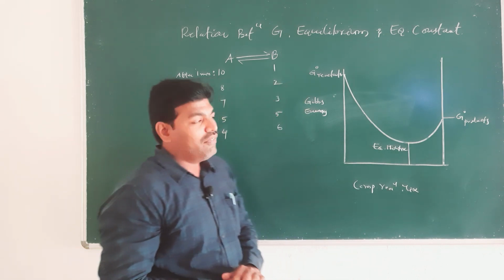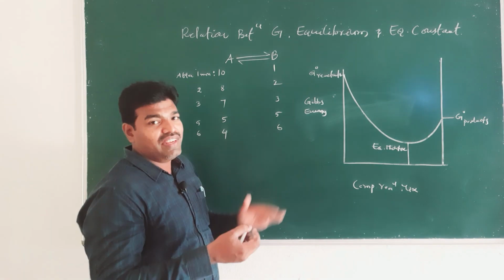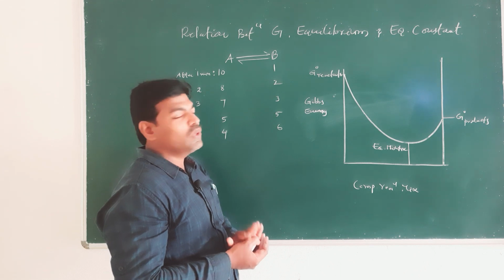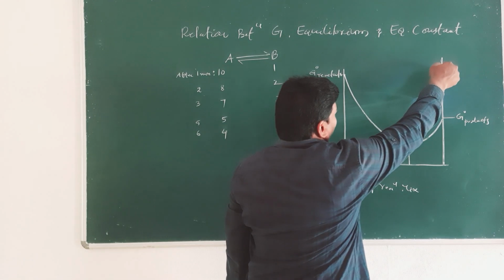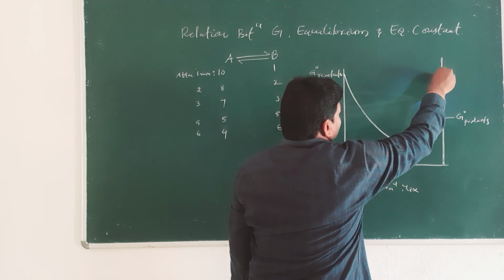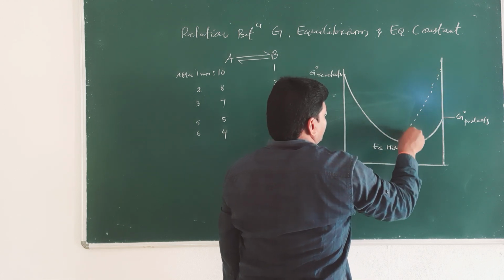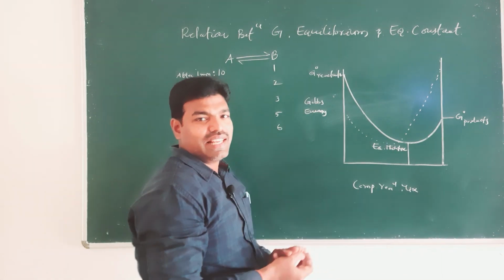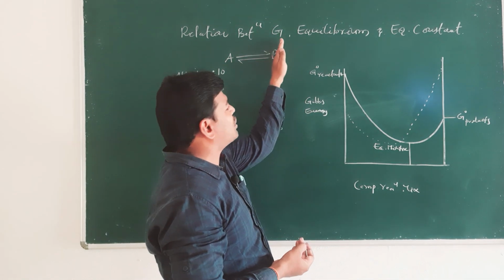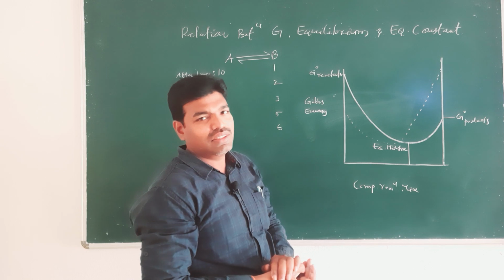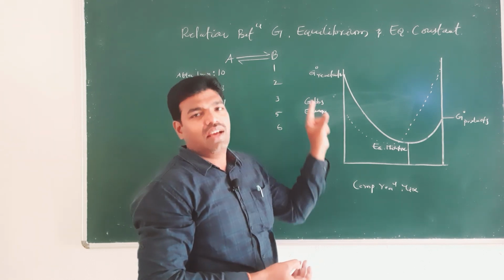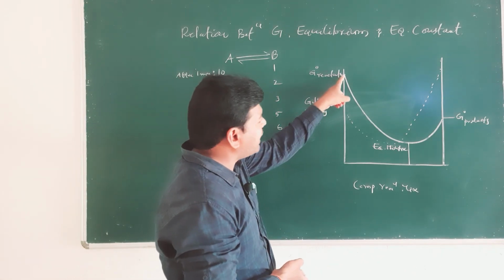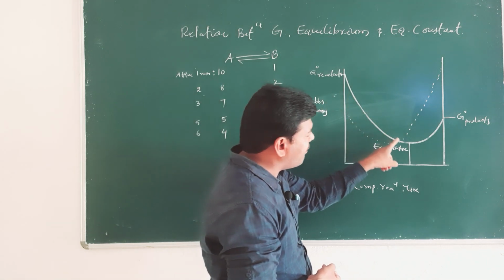For example, when we consider the reaction from products to reactants, it is the same graph, but it starts from here. If we consider the reaction of products to reactants, it would look like that. So that is the dashed line. To understand the graph, I represent it with dotted lines. So the reaction Gibbs energy reaches a minimum value.